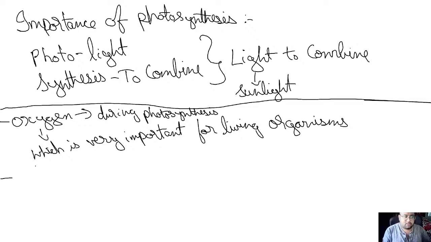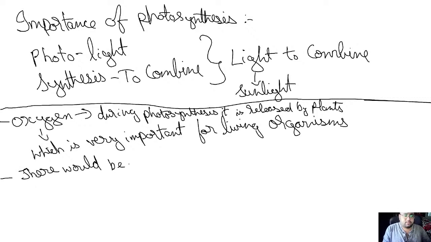So the most important part during photosynthesis is the oxygen that is released by plants. In case there is no photosynthesis, there would be no food for plants. There would be no food.